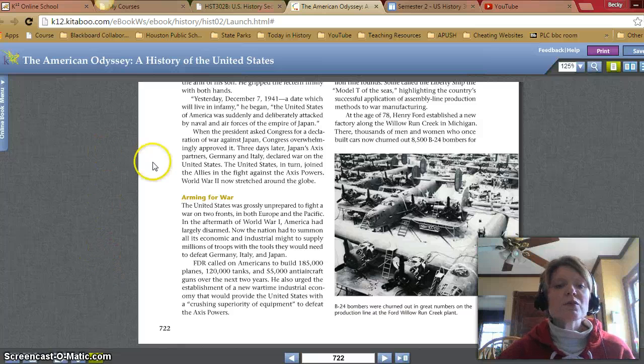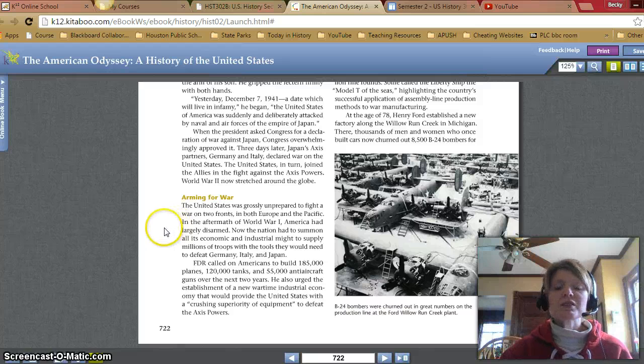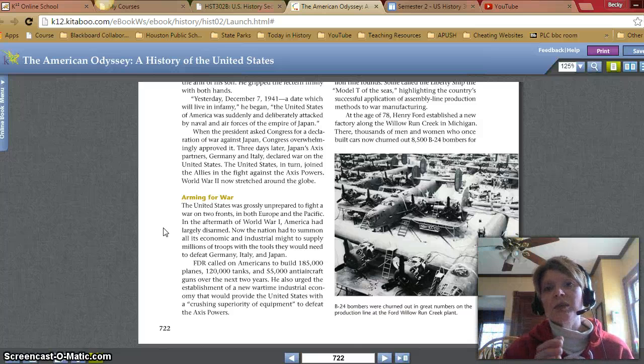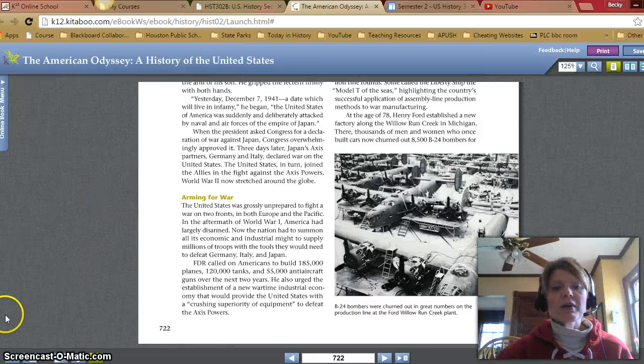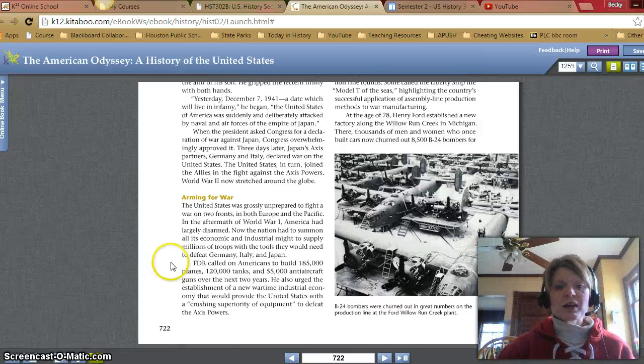Okay, starting with arming for war. The United States was grossly unprepared to fight a war on two fronts, in both Europe and the Pacific, because we have Germany being the aggressor nation in Europe, and then in the Pacific you have Japan. So this was a new challenge as well, fighting on two fronts, or as they called them, theaters of war. In the aftermath of World War I, America had largely disarmed. Now the nation had to summon all its economic and industrial might to supply millions of troops with the tools they would need to defeat Germany, Italy, and Japan.